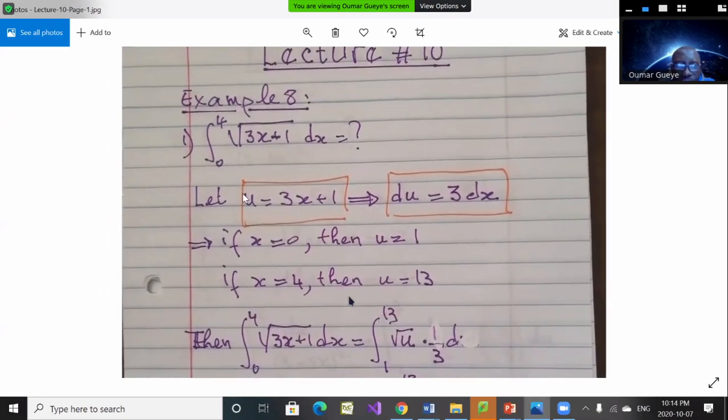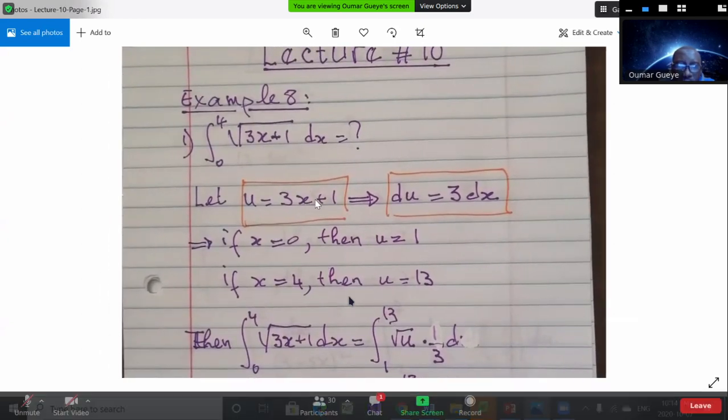Okay, as your friend said, you set u equal to 3x plus 1, and as I told you, your du is going to be the derivative of 3x plus 1 times the dx. The derivative of 3x plus 1 is 3. You multiply with dx. Next step, you have to find the interval of u.